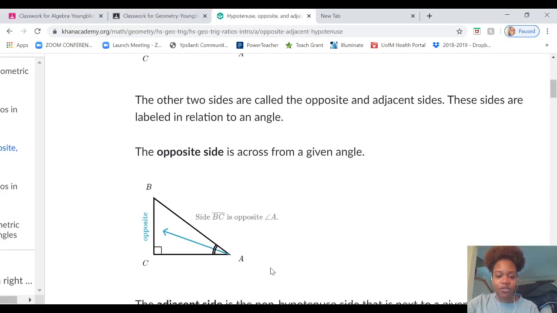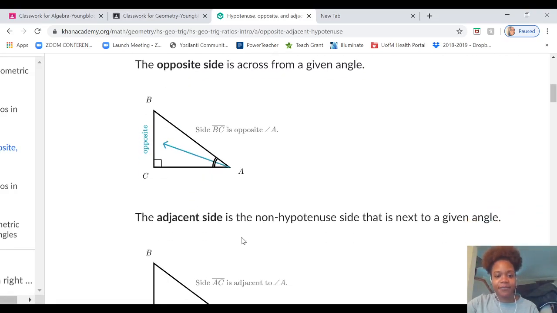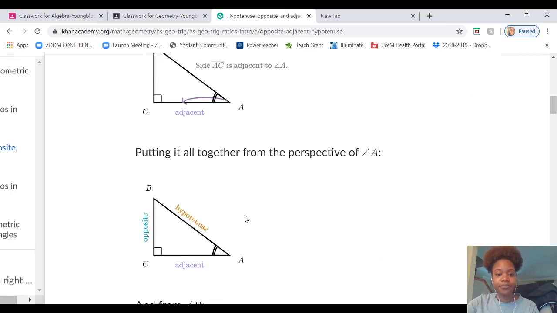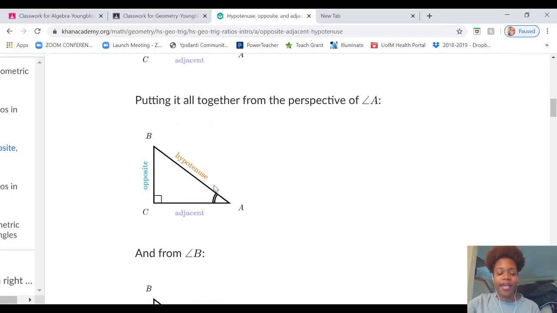So if our focus angle or our reference angle is angle A, the opposite side would be BC. That's because this leg is not touching this angle. It is across from that angle. So remember, this is hypotenuse. This side would be the opposite. And this side, AC, would be the adjacent. And that's because it is touching angle A, our reference or focus angle. So if we're focused on angle A, we know this would be the hypotenuse side, adjacent side, and opposite side.